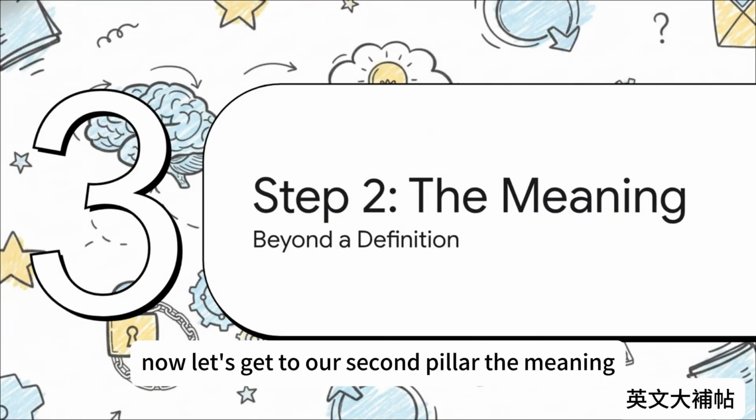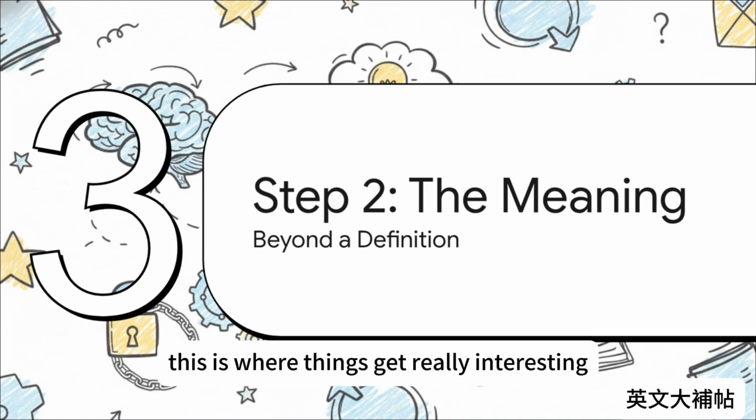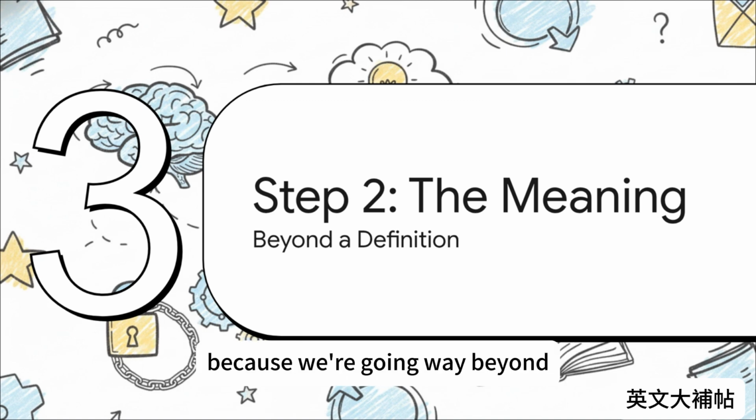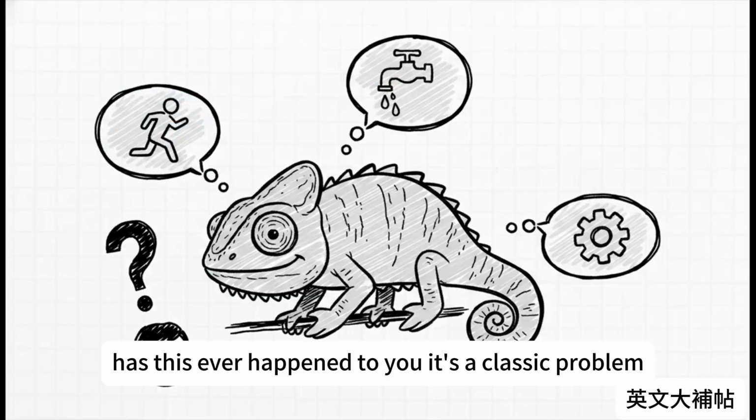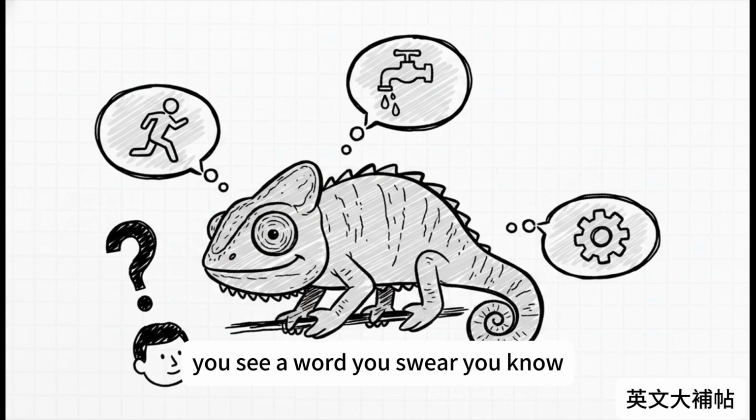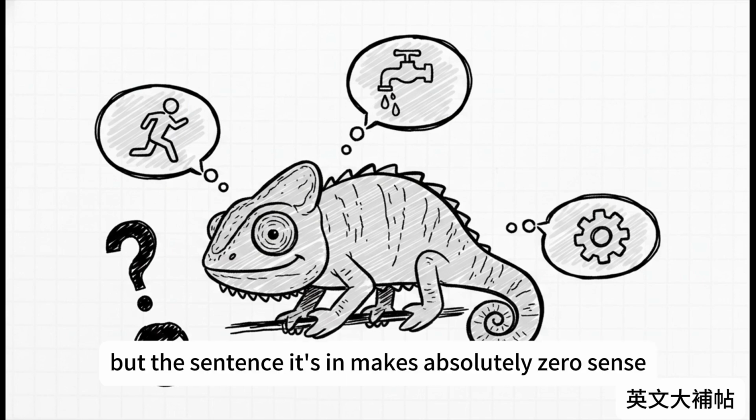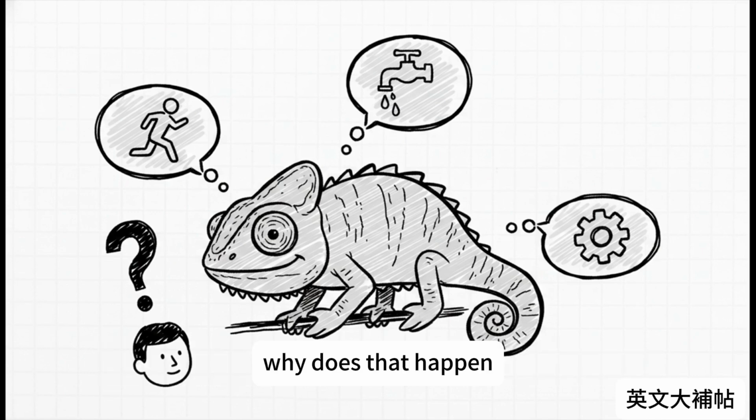Now let's get to our second pillar, the meaning. This is where things get really interesting, because we're going way beyond just a single dictionary definition. Has this ever happened to you? It's a classic problem. You see a word you swear you know, but the sentence it's in makes absolutely zero sense. Why does that happen?